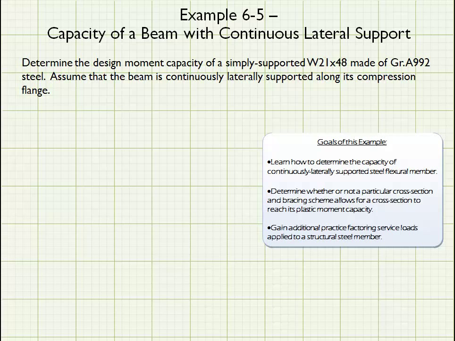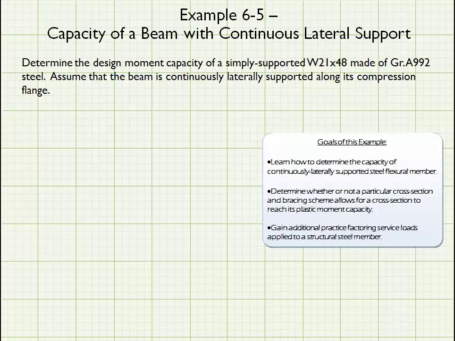Okay, our next example is similar to the previous one in that we're going to look at a beam and determine its capacity. This time we don't have any loads to deal with. We're just looking at a W21x41 made out of grade A992 steel, and we're going to figure out what the design moment strength of this beam is. We're going to assume that the beam has continuous lateral support provided along its compression flange. So we're going to go about this problem in the same way.